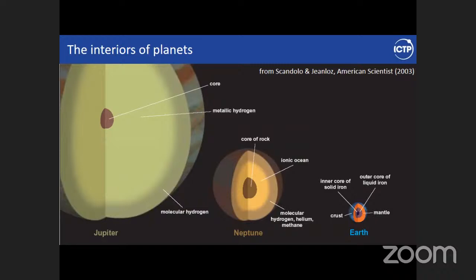The same structure means that we have a crust and a mantle. The mantle is typically made of silicates and oxides. And then there is a core, which is made primarily of iron, and perhaps a little bit of nickel.